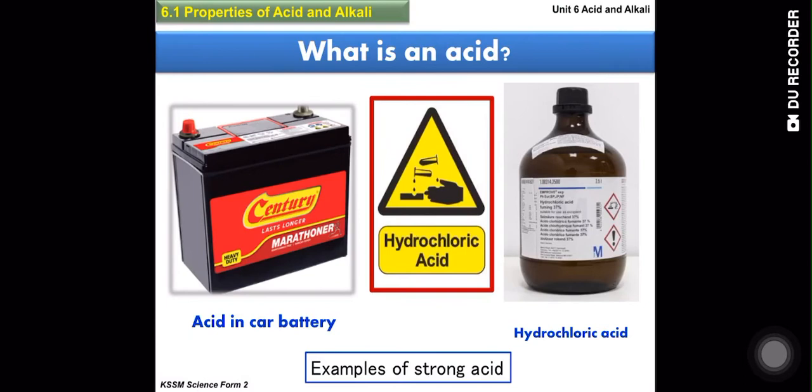And there are also other examples of acids, but these are strong acids, so we can't taste them. Examples of these acids are the acid in the car battery, which is sulfuric acid, in the car accumulator batteries, hydrochloric acid, and we have other acids like nitric acid and so many other strong acids.